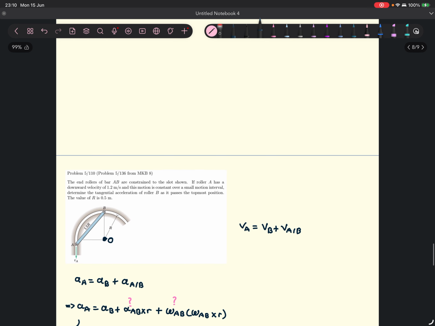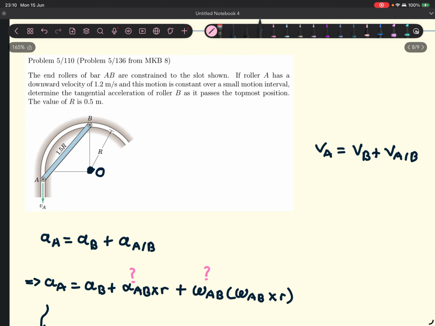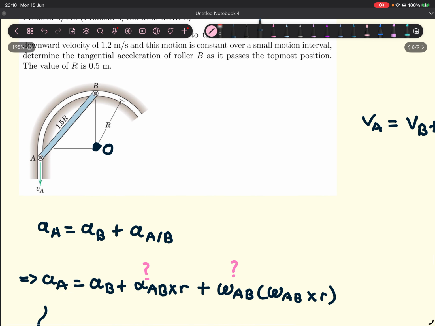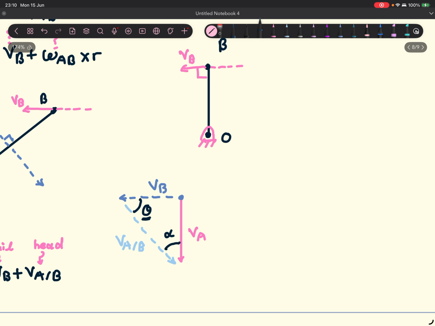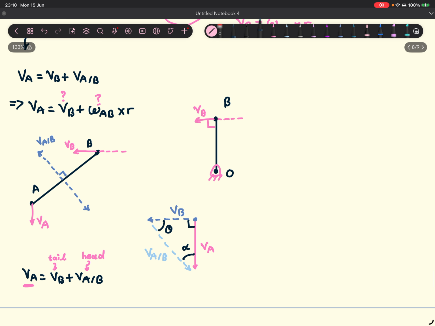And then I'm going to go into my diagram and I'm going to try and find either theta or alpha. And because this is a right angle triangle, once I find one angle, I'll be able to solve for VB and VA relative to B. And then I can use that to solve for omega AB.